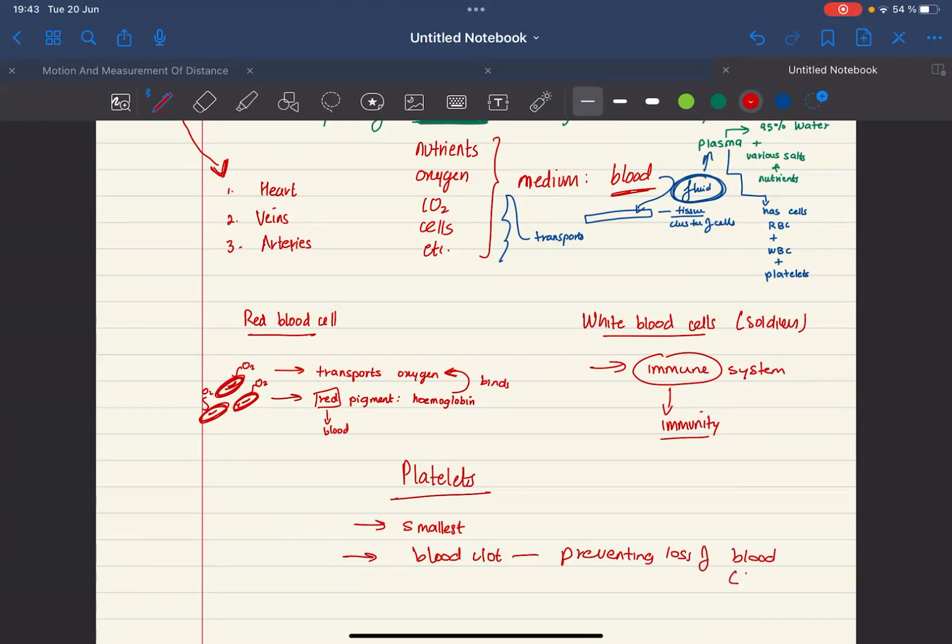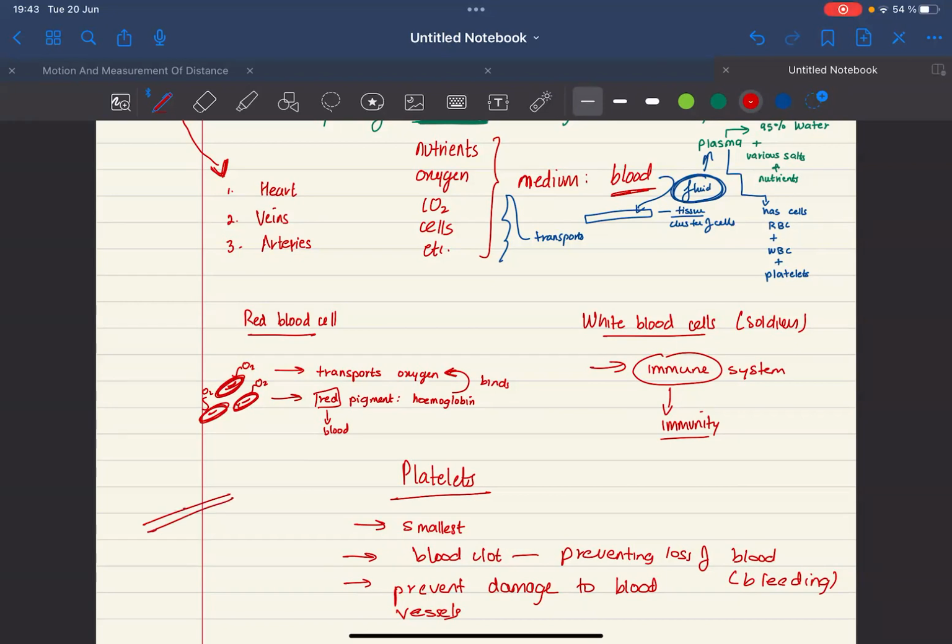So they prevent excessive damage to the blood vessels. How do they do that? They bind together at the site of damage. So basically like a band-aid.